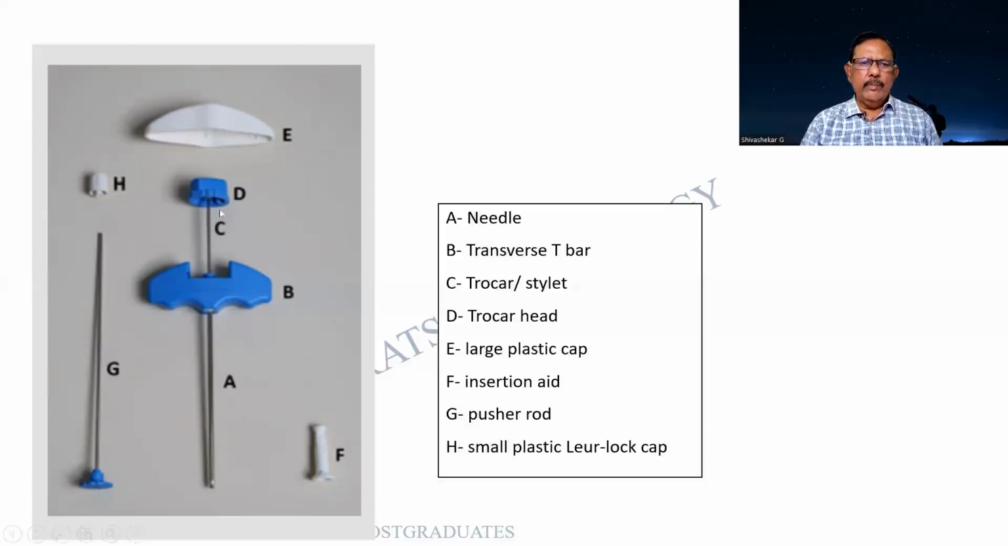This is a very important point. A trocar or a stillet covered by a head. And then all these are in turn covered by a large plastic cap. So all this can be covered. There is an insertion aid that is over there, F, that can be used so that you people can go in one direction. There is a pusher rod also that has been given. G is the pusher rod and H is a plastic lure cap. For this particular one, there is a lure cap that is available. So many parts are there. It is better that we know it.